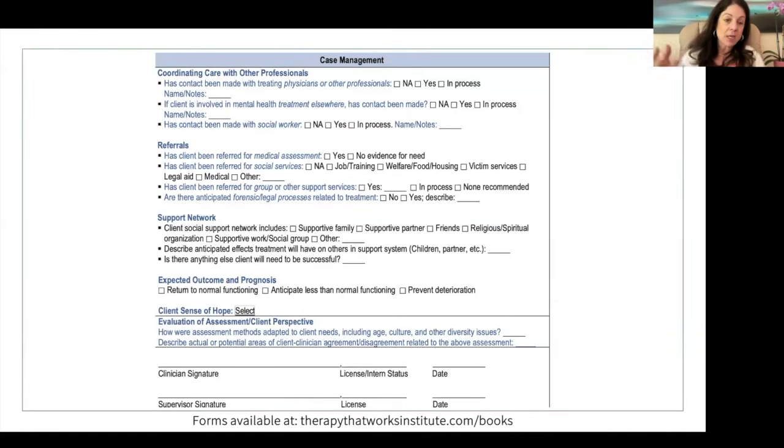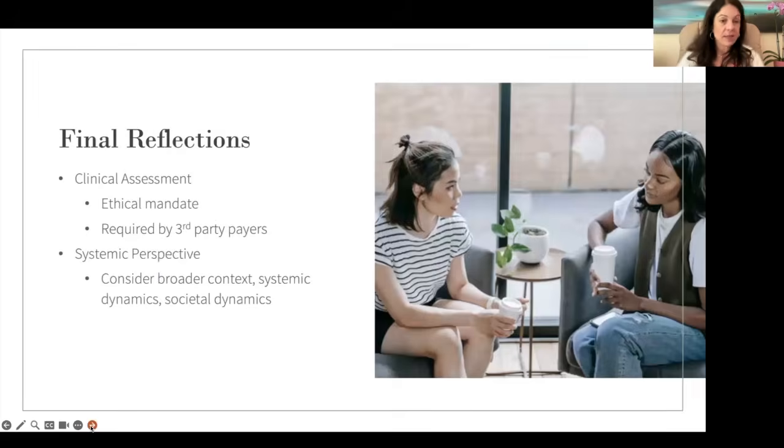And then, documenting outcome and prognosis. This also has a little chart for a client sense of hope. So it's a scaling question there. And there's a place to even allow the client to add some client perspective in there. And typically, if you're a student, you'll sign, and your supervisor will sign as well. Okay.